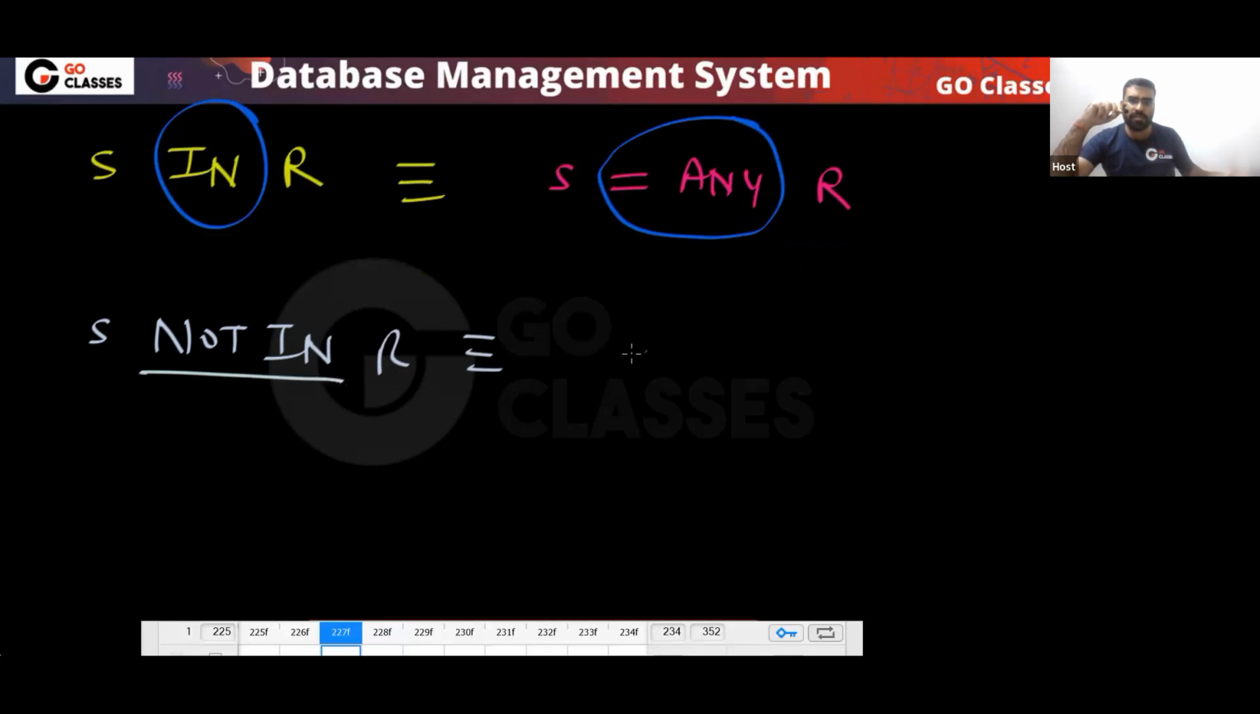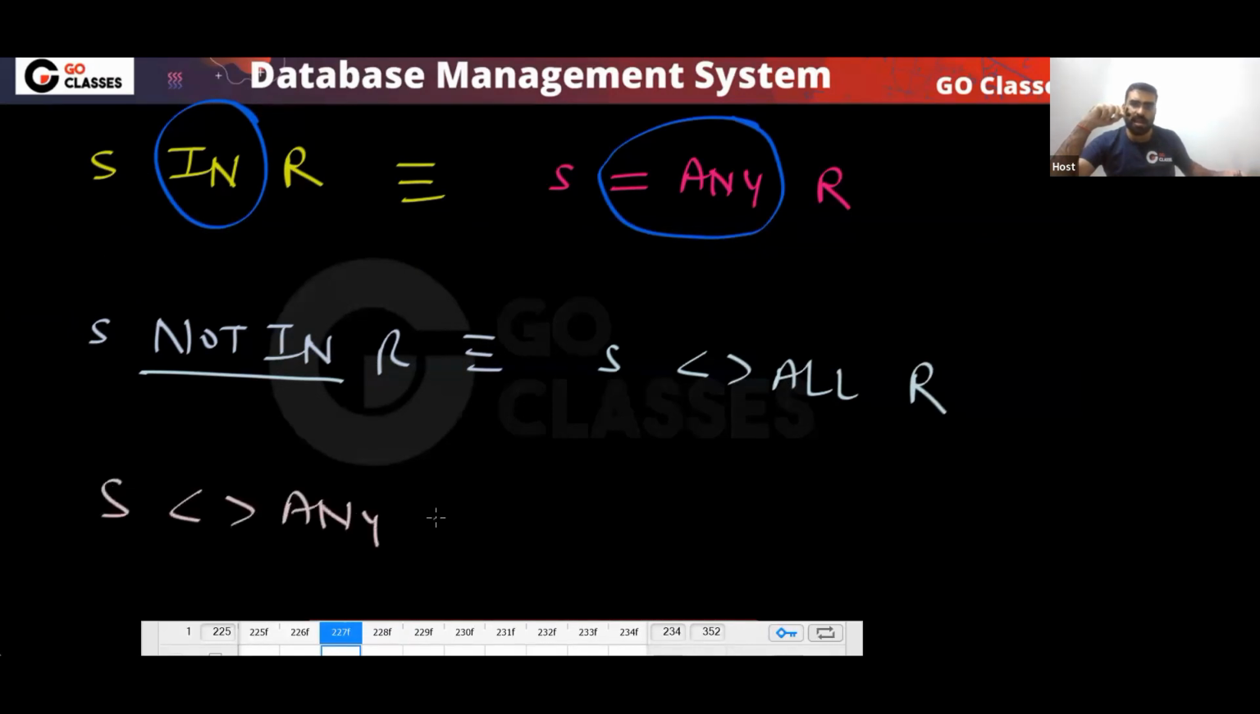Not in means S is not equal to all R. Okay, can I say what it will be, if I say S is not equal to any R? Remember, any means some. So if I say S is not equal to any R, then what does it mean?